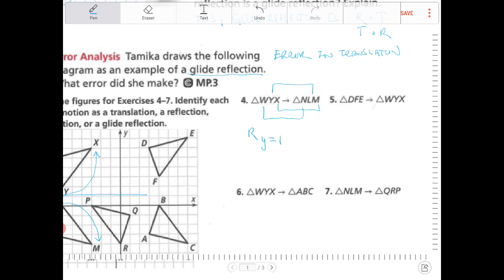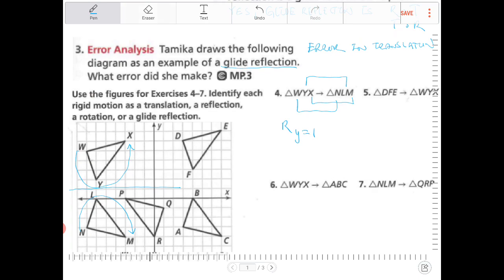Let's take a look at question number 5. Question number 5 says DFE going to WYX. So this looks like a translation.